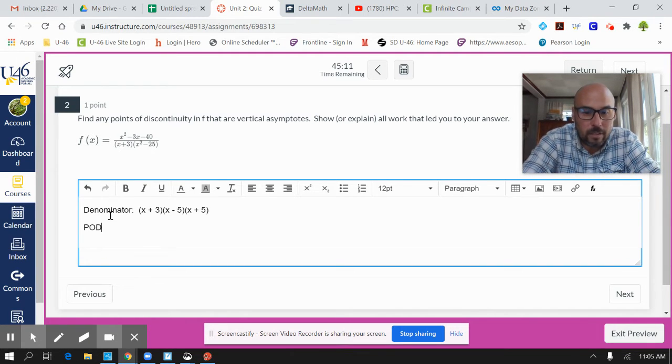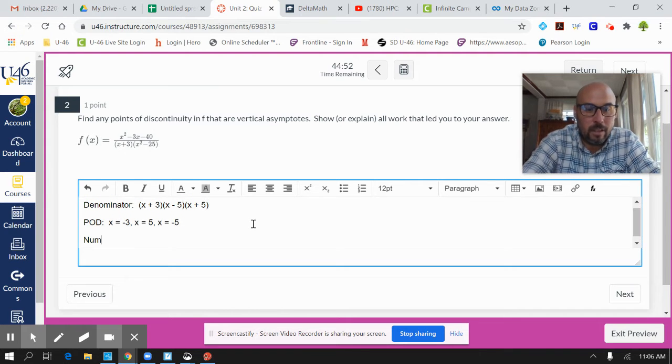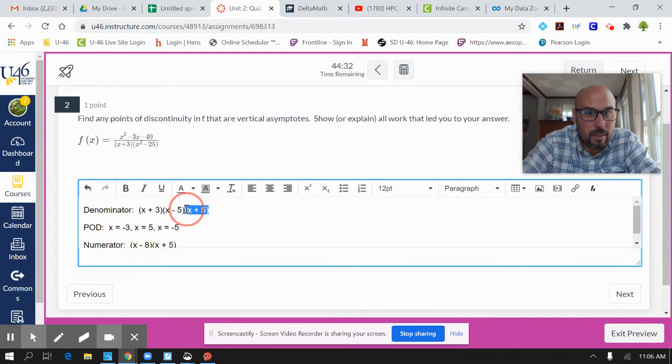So points of discontinuity would be -3, +5, and -5. There are 3 points of discontinuity. But I'm asked which of those points of discontinuity are vertical asymptotes. It depends on what gets removed. So for that, I have to investigate the numerator. That factors into x minus 8 times x plus 5, I believe. Yes, it does.